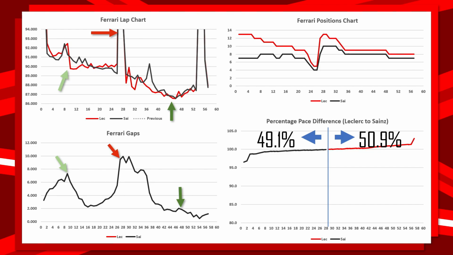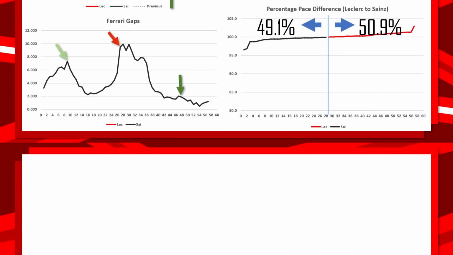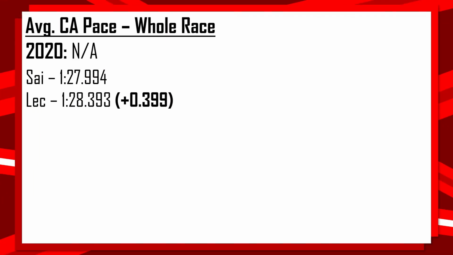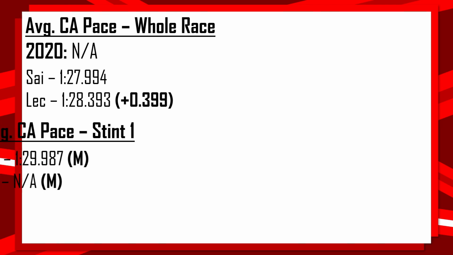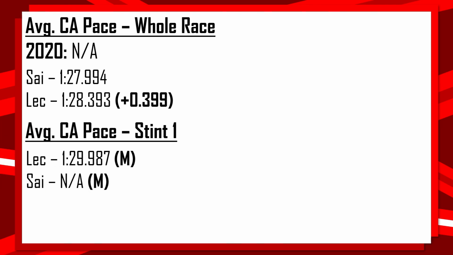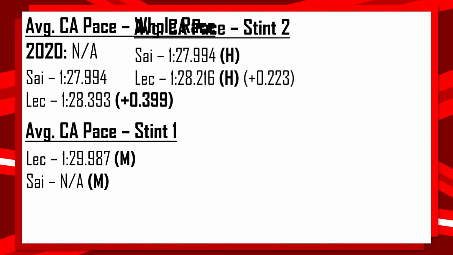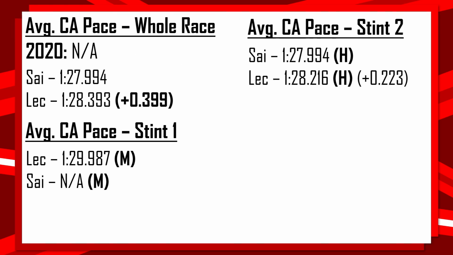But taking a look at Ferrari's pace overall, between the two drivers there was a 4/10 difference in Sainz's favour. So much like Brazil, however this time Sainz was ahead, unlike in Brazil where he was behind. Across stint number 1, where they were both on the mediums, Sainz never actually set any clean air laps, and stint number 2 on the hards, there was a 2/10 difference in Sainz's favour.